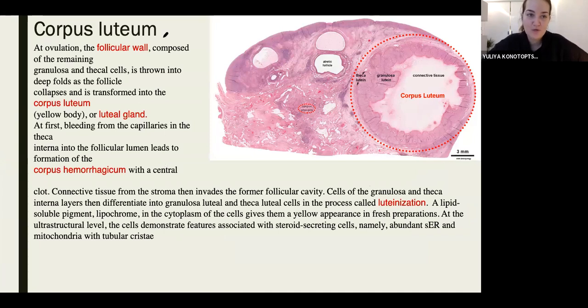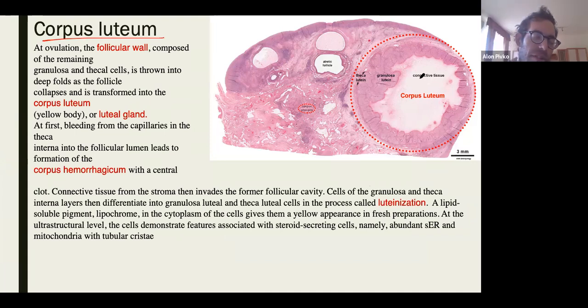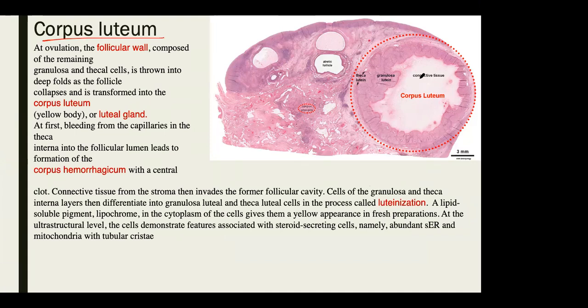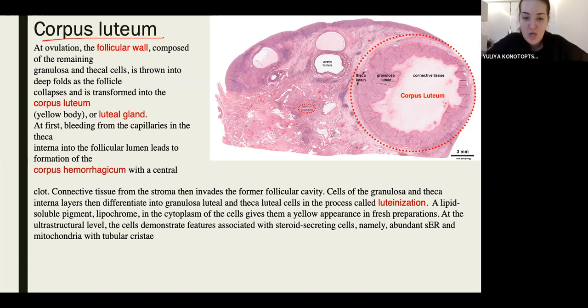Okay, so we go for the corpus luteum. Do you guys know what is corpus luteum? The remnant of the follicular. Exactly. So after the Graafian follicle ruptures, we call it ovulation, right? So ovulation is when the Graafian follicle ruptures. So what is left behind after ovulation? What is left behind? Well, we call it corpus luteum.